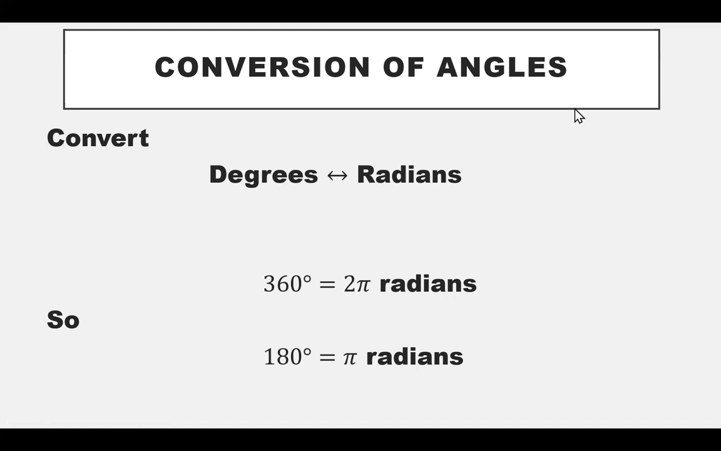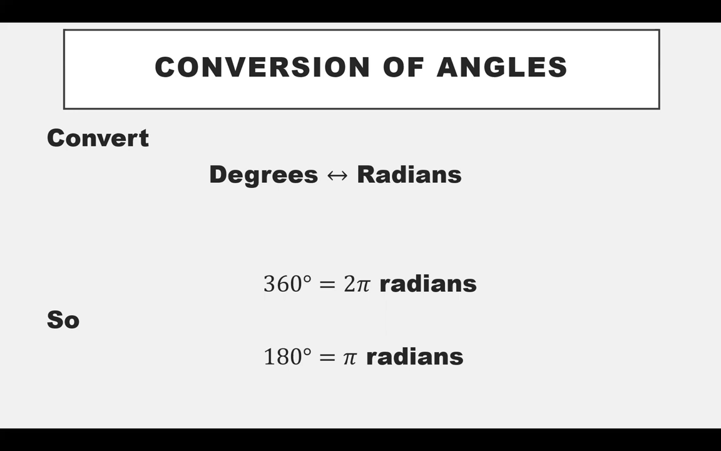Now, because we have two different ways of measuring angles, we're going to want an easy way to do a conversion between degree measurement and radian measurement of angles. So if I know the angle is 13 degrees, how many radians is that? Or if I know that it is 1.2 radians, how many degrees is that?